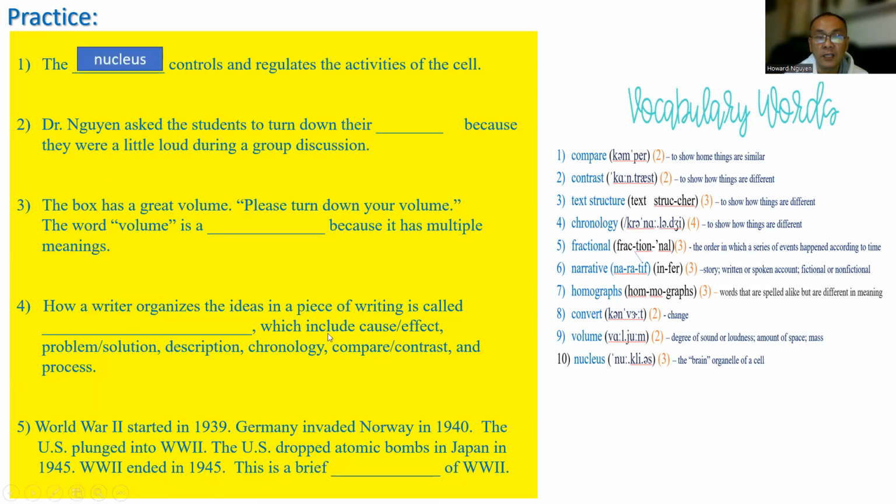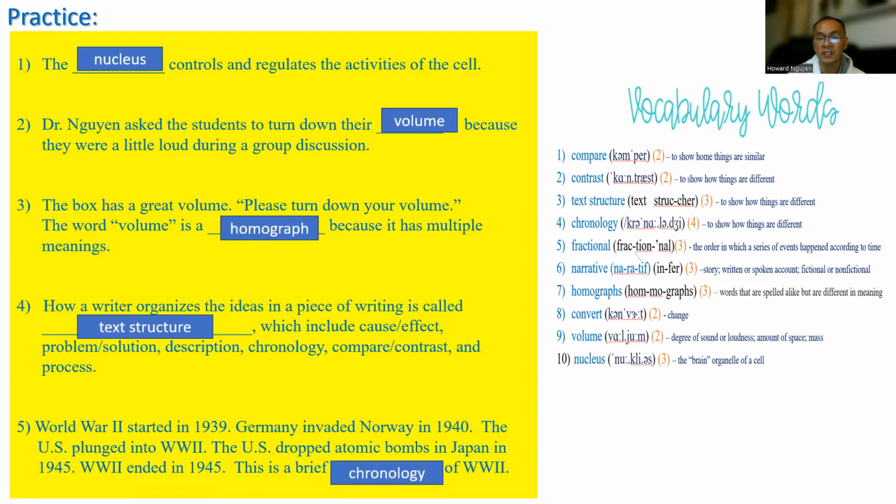So number 1, control is the nucleus. Number 2, turn down the volume. Number 3, homograph, because you have multiple meanings. Number 4, text structure. Number 5, chronology. Did you have all 5?